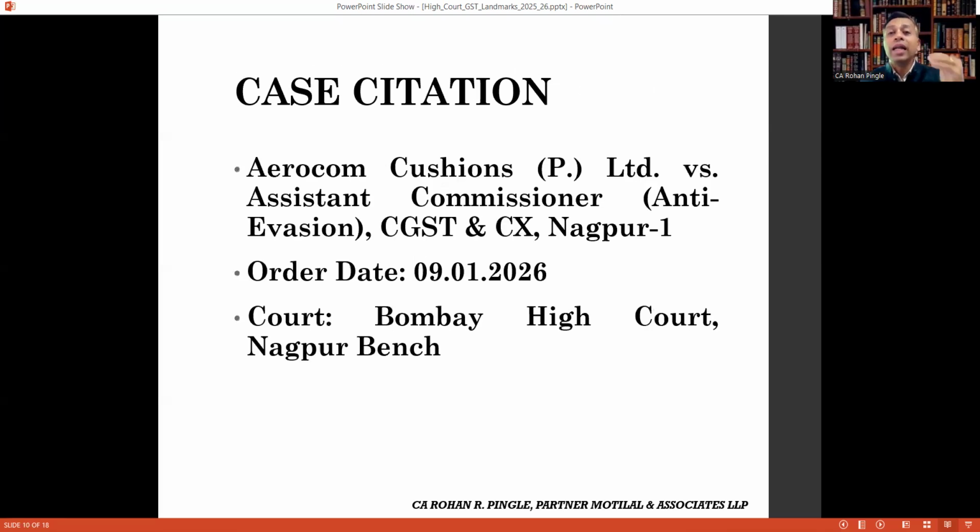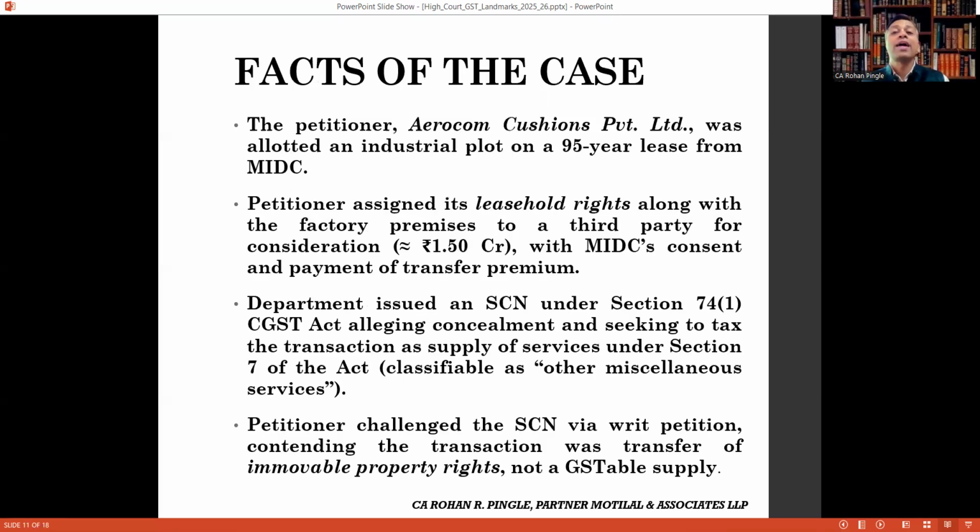Moving further, the next case related to supply of services, section 7 and schedule 2. Case citation: Aircom Cushions Private Limited versus Assistant Commissioner Anti-Evasion CGST and CX Nagpur 1. Order dated 9th January 2026, the latest order, and the court involved is the Bombay High Court Nagpur bench. Let's understand the facts of the case.